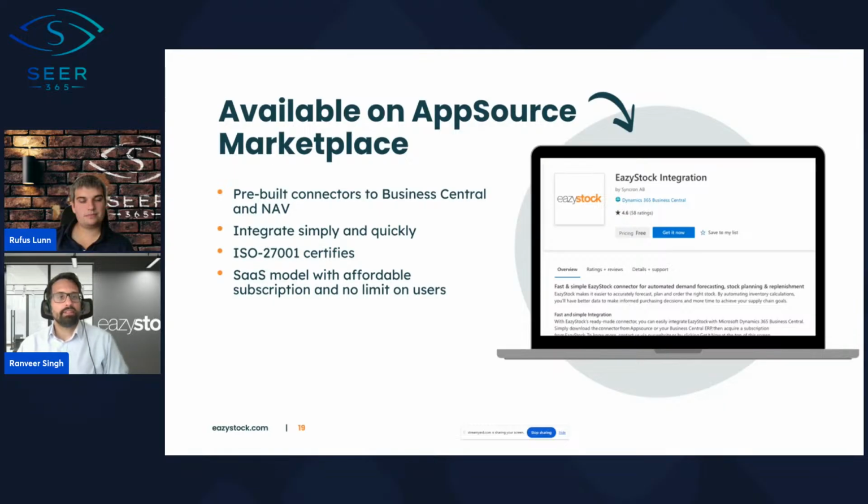So getting started with EazyStock is very easy. We've got an app on the app source that enables fast and quick integration. So if you're in a SaaS environment, you can download that directly and install it. If you're on premise, then we can provide the app for that, and we support both BC and Navision. So once that integration is established, then you're good to start utilizing the value.